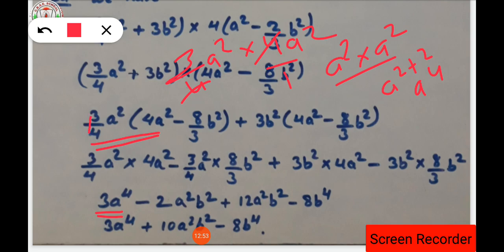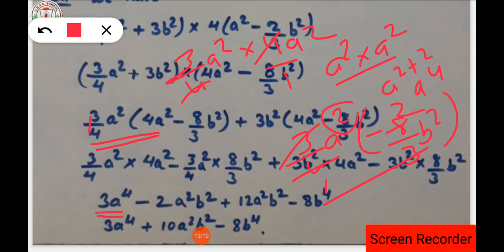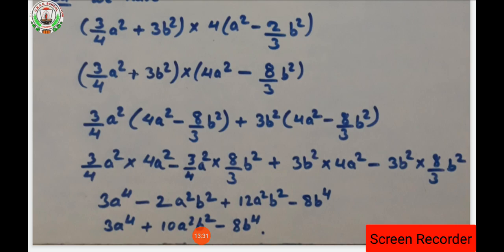In the same way, 3 upon 4a square is going to multiply with minus 8 upon 3b square, isn't it? So 3 and 3 will get cancelled from the numerator and denominator. Here 4 ones are and 4 twos are, they will get cancelled. So 1 into 2 is how much? 2 itself. A square and b square will come in the answer. So what we get after solving this is 3a to the power 4 minus 2a square b square.